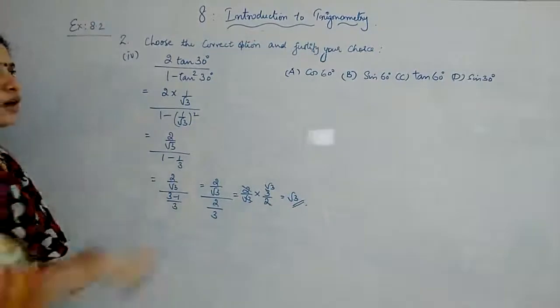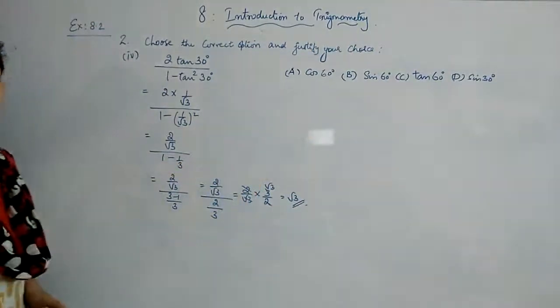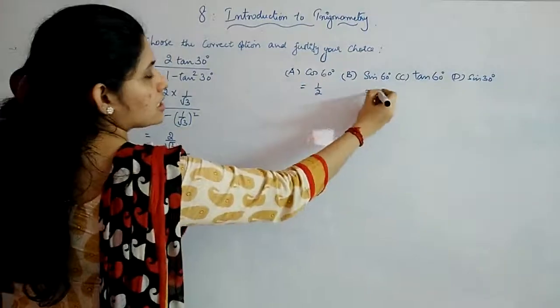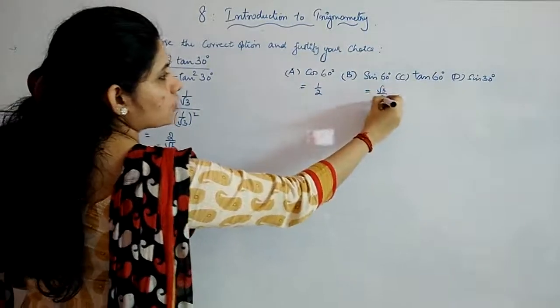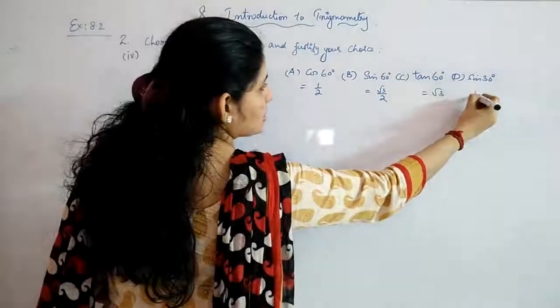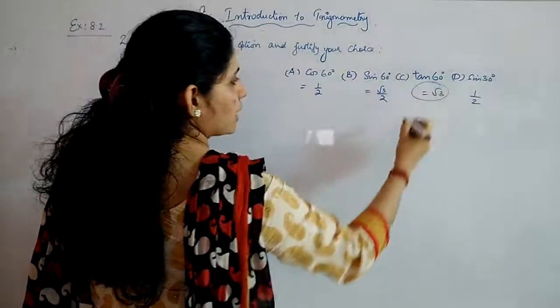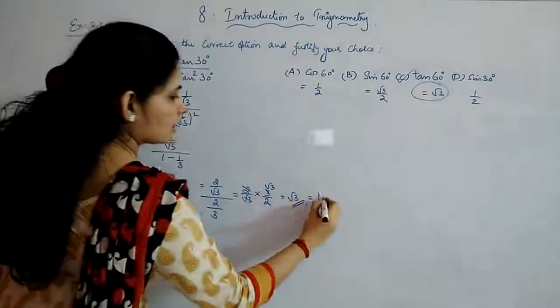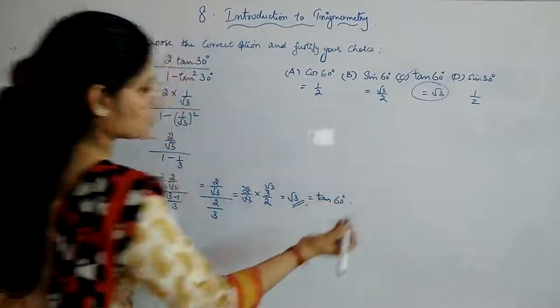And out of these, which is giving you root 3 as the answer? Cos 60 is 1 by 2, sin 60 is root 3 by 2, tan 60 is root 3, and sin 30 is 1 by 2 again. So the answer for root 3 is tan 60 degrees. Option C. Okay.